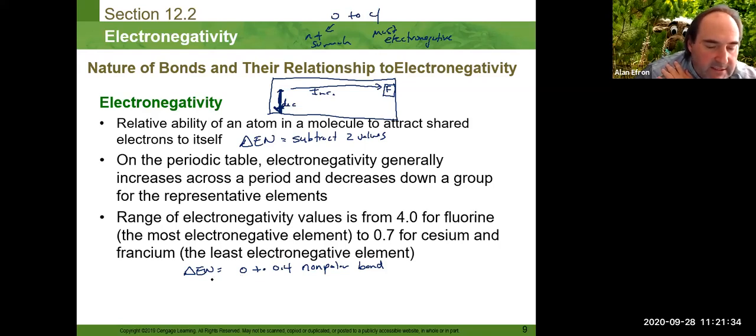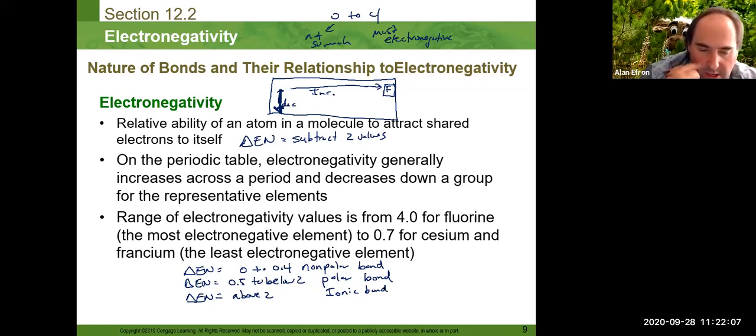If you take a difference in electronegativity value, and it is from 0.5 to below 2, it is considered a polar bond or a polar covalent bond, where the electrons will be shared unequally between those two. And typically speaking, if you take a difference in electronegativity values of above 2, it is considered an ionic bond. No sharing of electrons, a complete transfer of electrons when you do that.